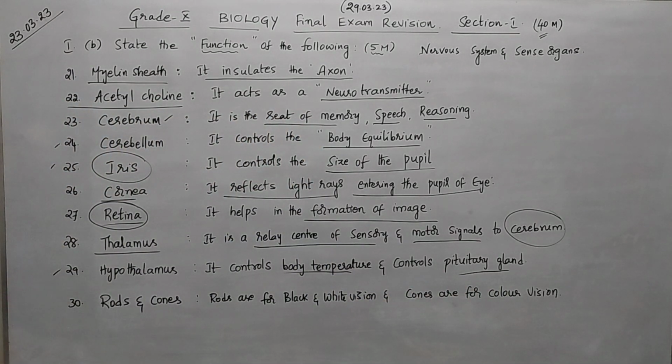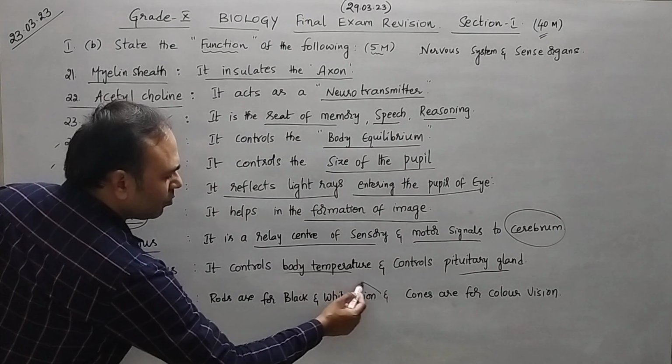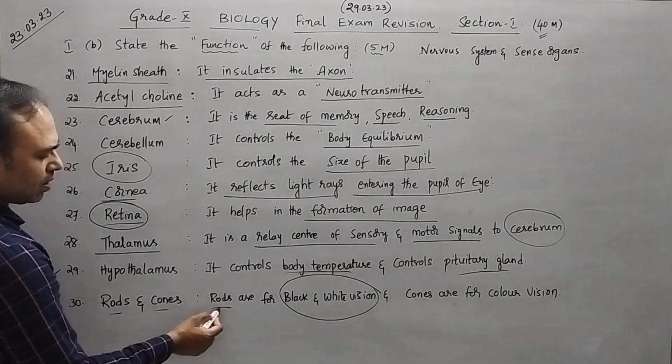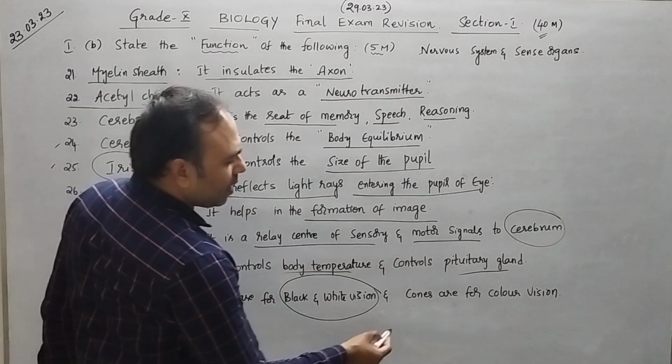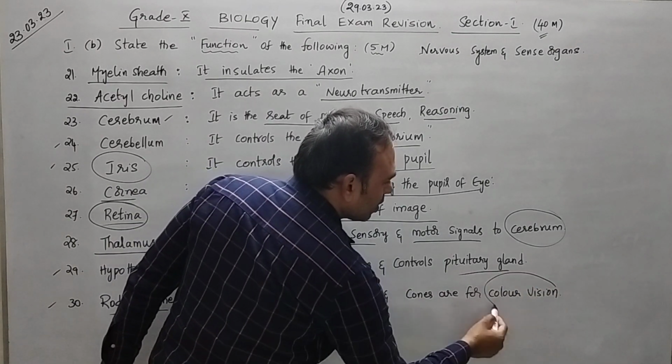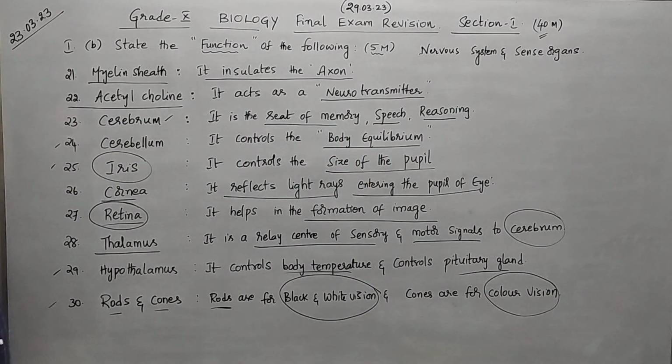Hope you have understood this. Next, in eye, what is the function of rods and cones? For black and white vision, rods are helpful and the cones are helpful for color vision. Make a note of this. These are some important functions. So 1 to 30 we have discussed. Thank you so much.